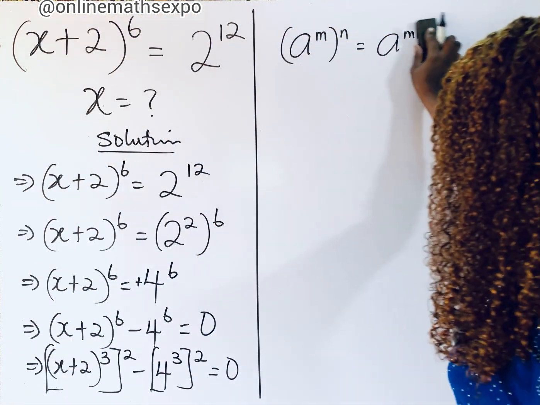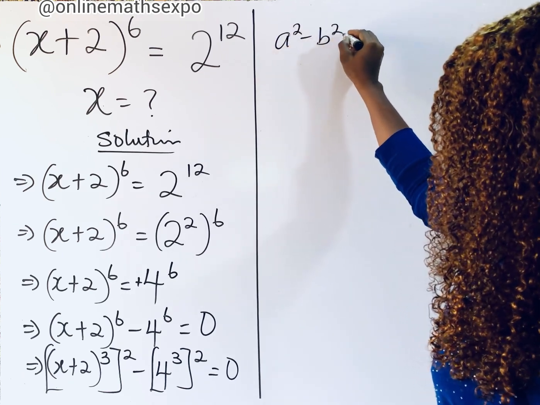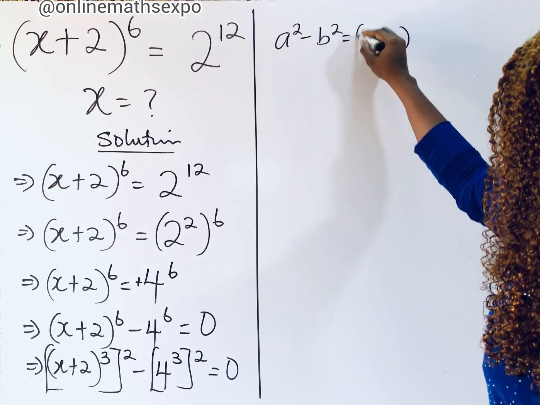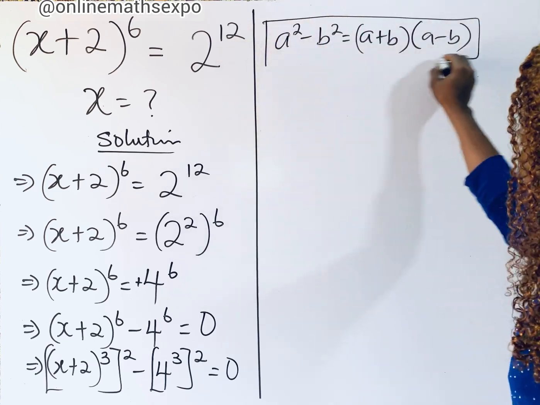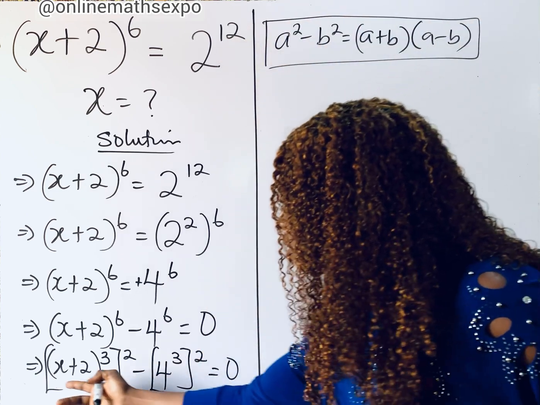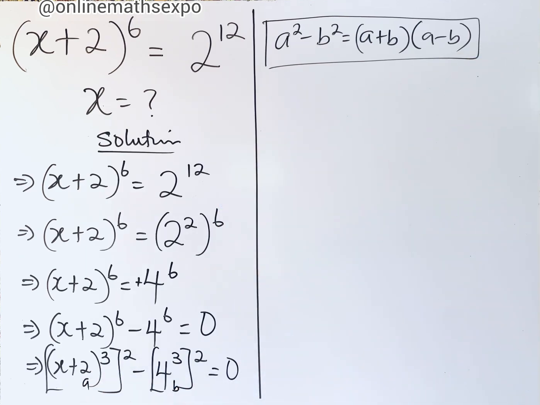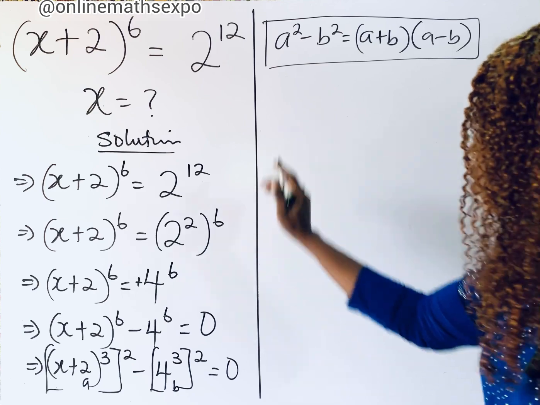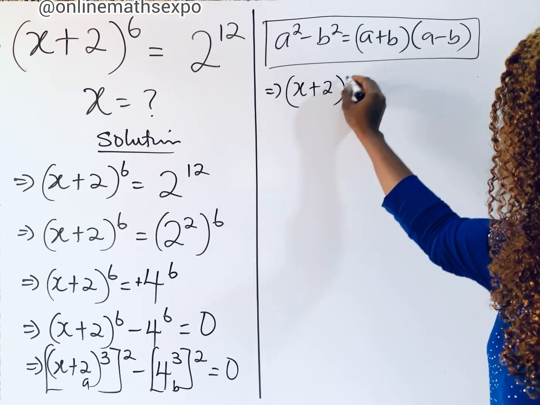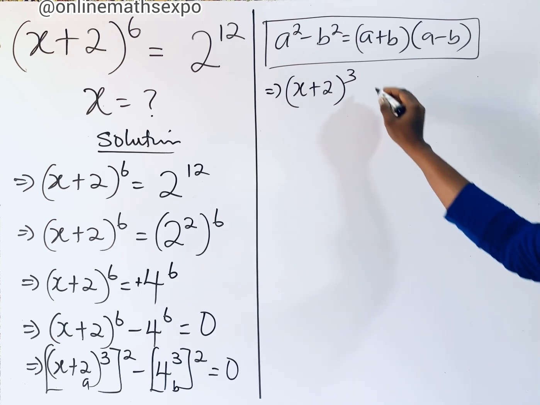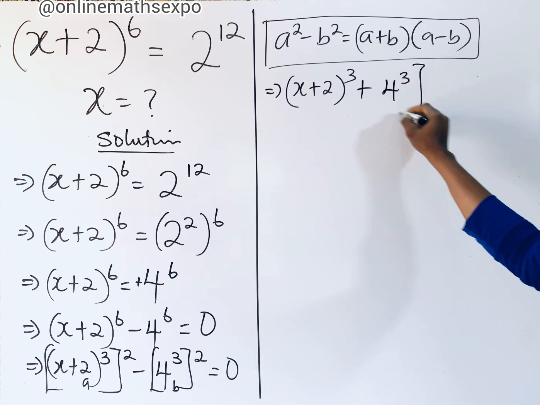And what does that say? It says that for every a squared minus b squared, it is (a plus b) and (a minus b). So this is going to help us, okay? Now in this, the whole of this is your a and this becomes your b. So let's apply this. We are going to now have (x+2)^3 plus 4^3. I hope you are with me there.